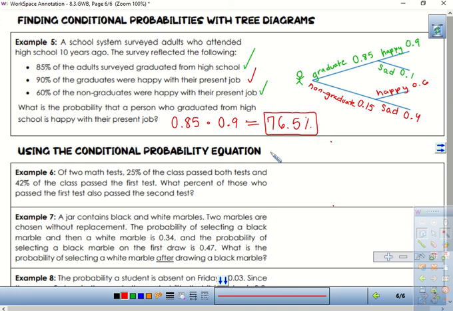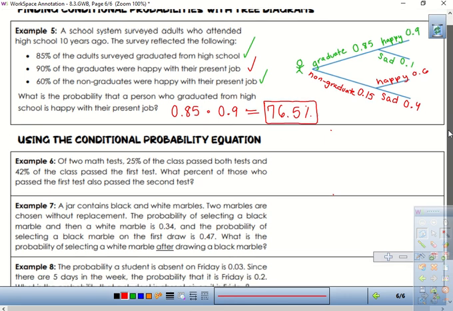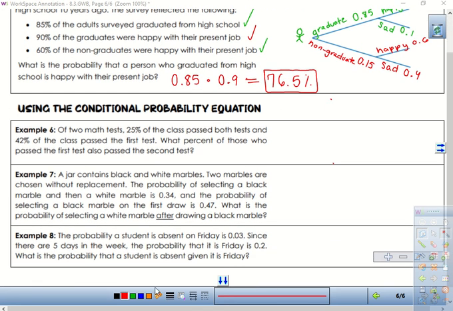So any questions about that so far? All right. So now we're going to use conditional probability to figure out the following using some data. Now, whenever you're doing calculations with percents, you need to convert those percents to a decimal, which I think you're all pretty familiar with. So, of 2 math tests, 25% of the class passed both tests, and 41% passed the first test. What percent of those who passed the first test also passed the second test?